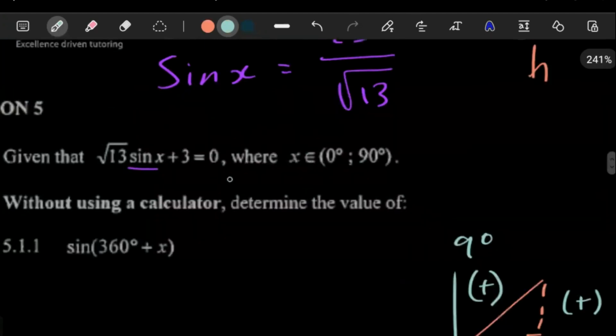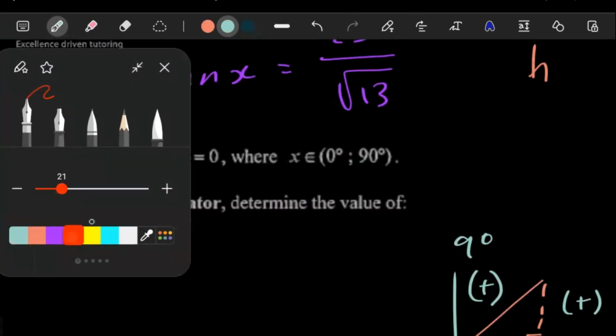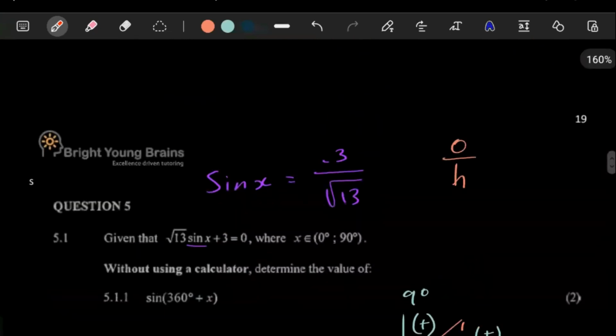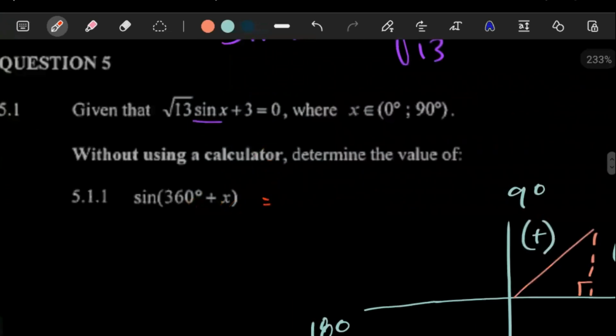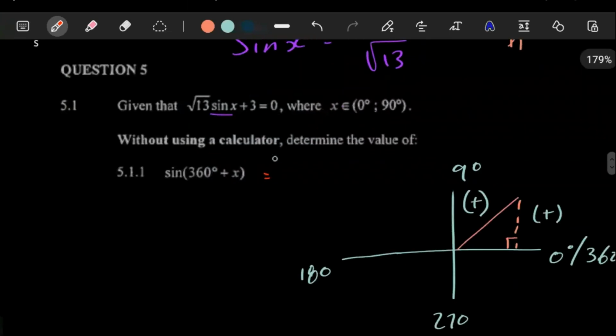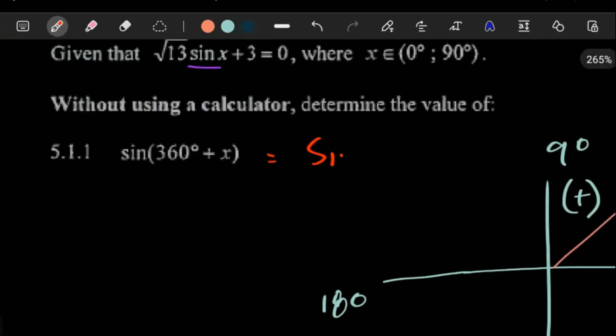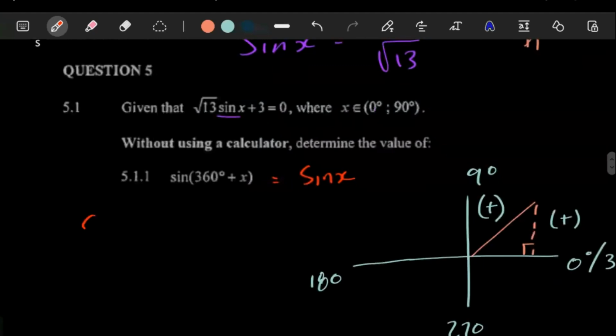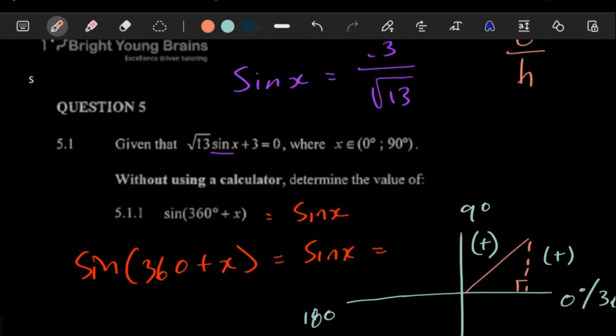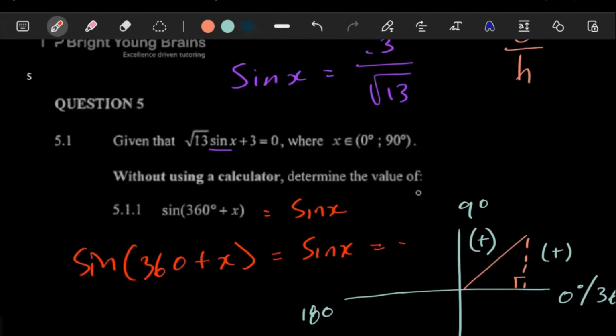So one of these would need to have been different. Let's see, without using a calculator, determine the value of sine 360 plus x. Because 360 degrees plus x would have just given you sine x. So logically speaking, sine 360 plus x is equal to sine x, which means it would need to be equal to negative 3 over square root of 13.